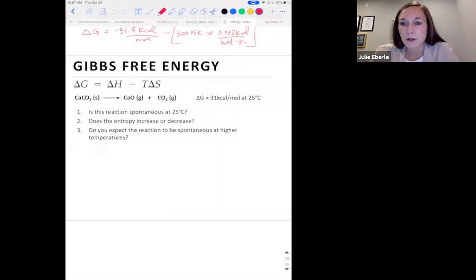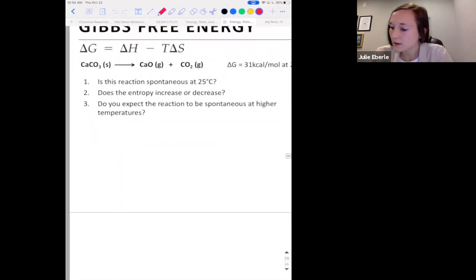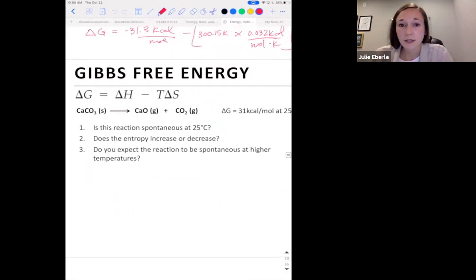We'll go over a few things and continue with this topic. So delta G, remember, is Gibbs free energy. Towards the end of lecture on Tuesday, we introduced this equation: delta G equals delta H minus T delta S. Now this is the overall big picture way to answer that question.